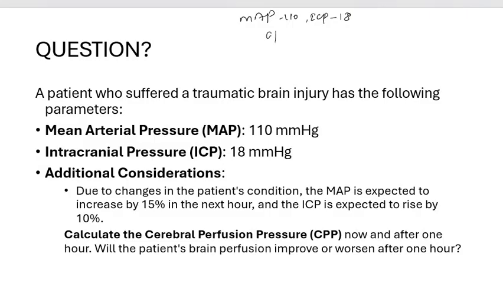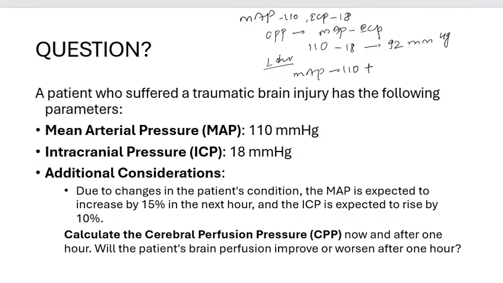So CPP, cerebral perfusion pressure, is MAP minus ICP. If you do MAP minus ICP, it becomes 110 minus 18. Super simple, nothing to worry about. And you get 92, and the unit will be mmHg. Now, after 1 hour, the question says that our MAP, whatever it is right now, is supposed to increase by 15%. So it will be 15 by 100 times 110, plus the original number, which gives us 126.5.